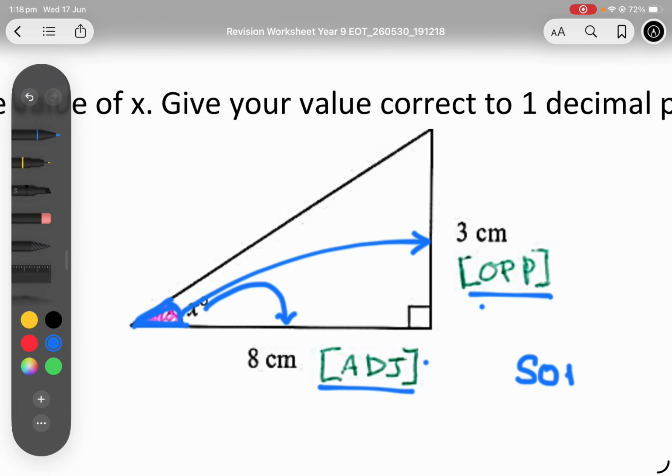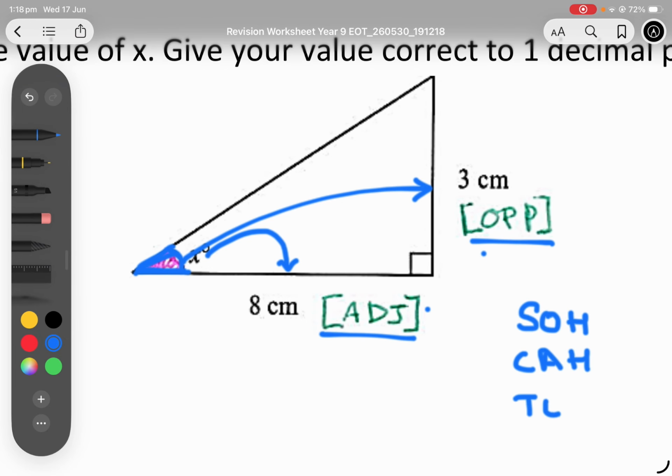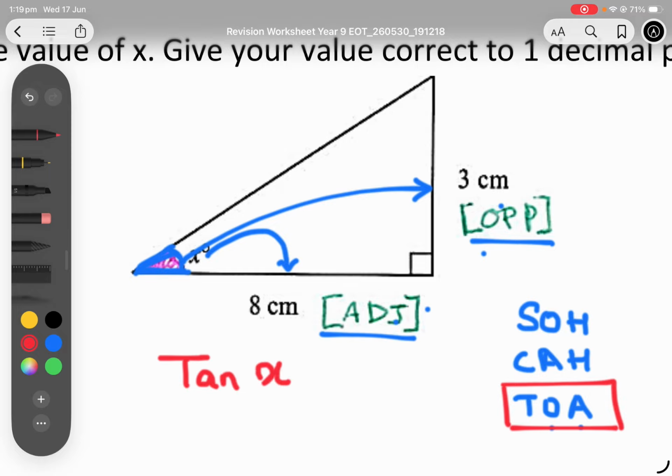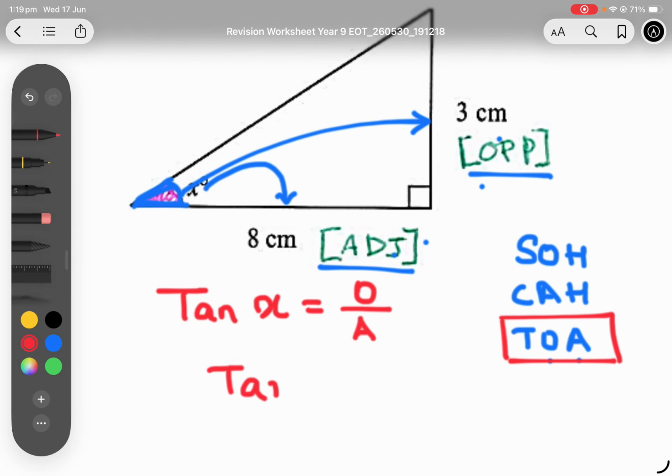So I will write it all out: SOH CAH TOA. Here opposite and adjacent are given, so this is the tan that I will use here. Tan of the angle, which is given to me as x, is equal to opposite upon adjacent. So tan x is equal to opposite, which is 3, upon adjacent, which is 8.